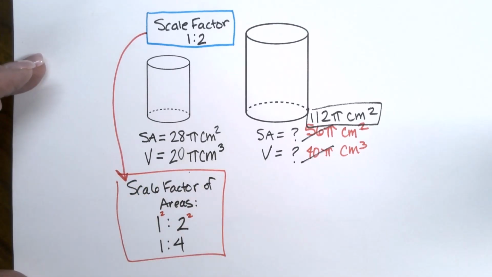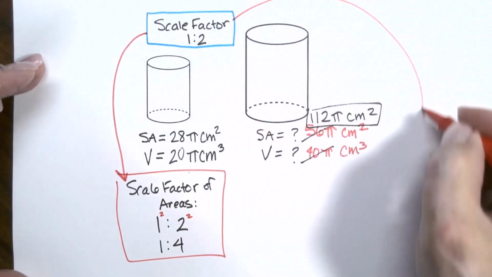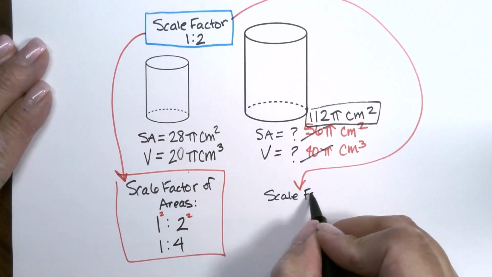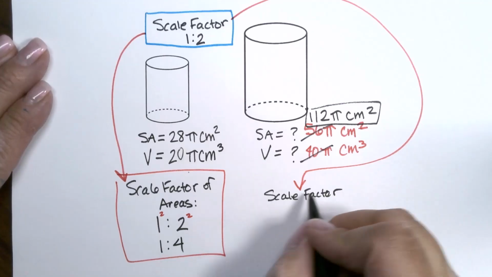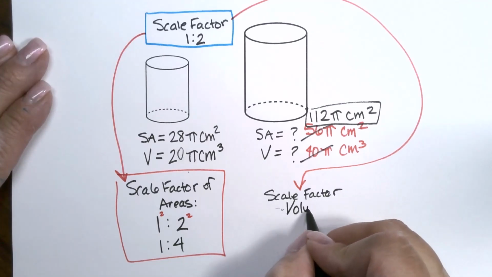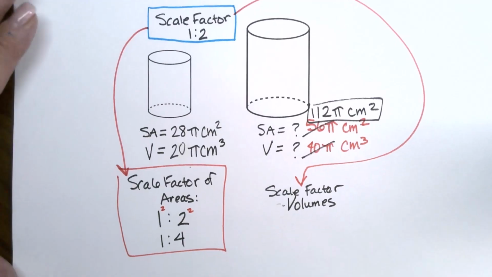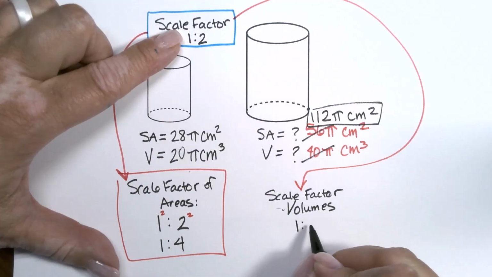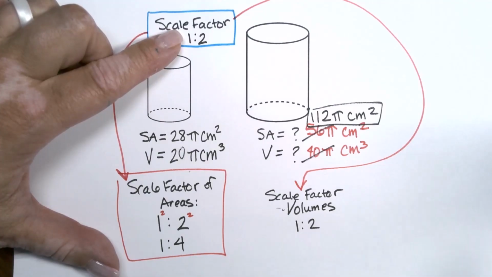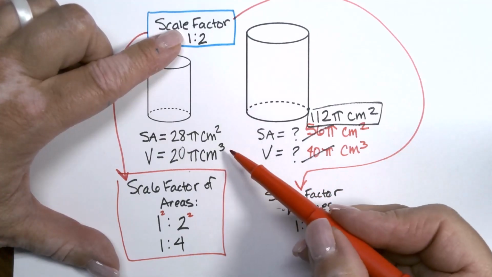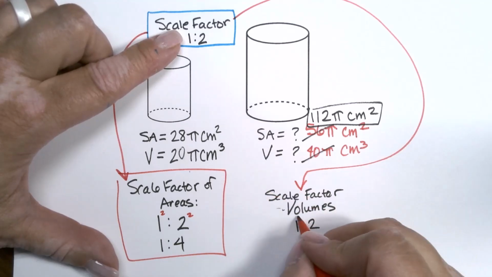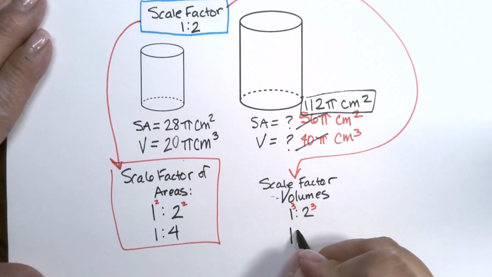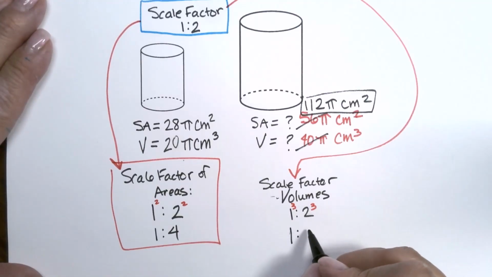And if we're going to do the same thing for scale factor of volumes, you have to do this each time you have your scale factor given to you, 1 to 2. But now, since volumes are in cubic units, you want to cube each one of these numbers. So we ended up with 1, 2, 8.